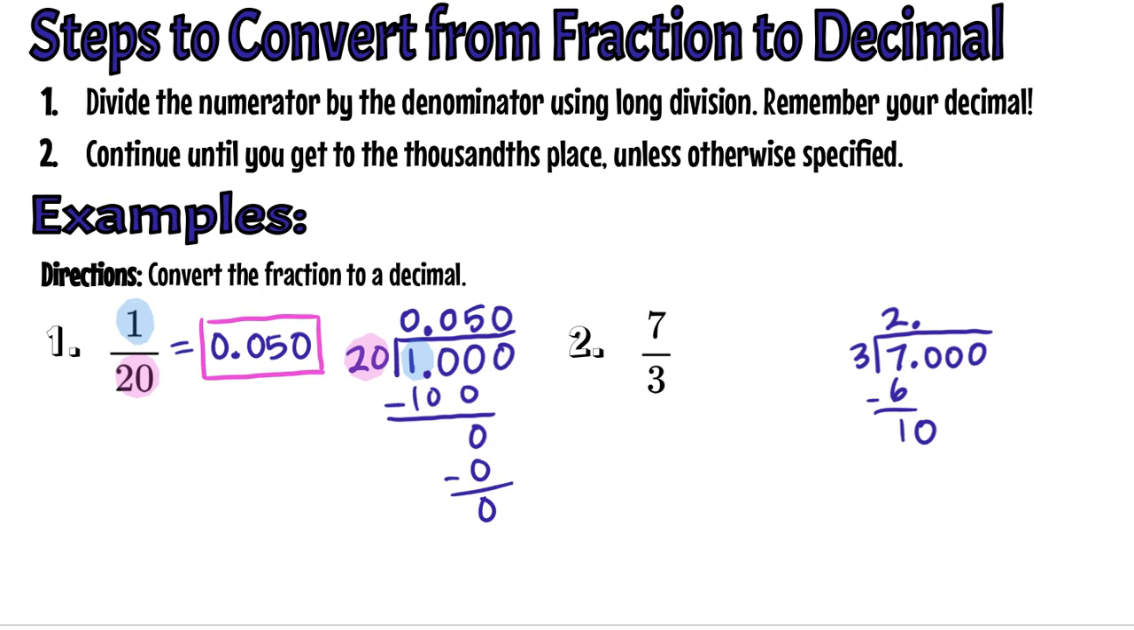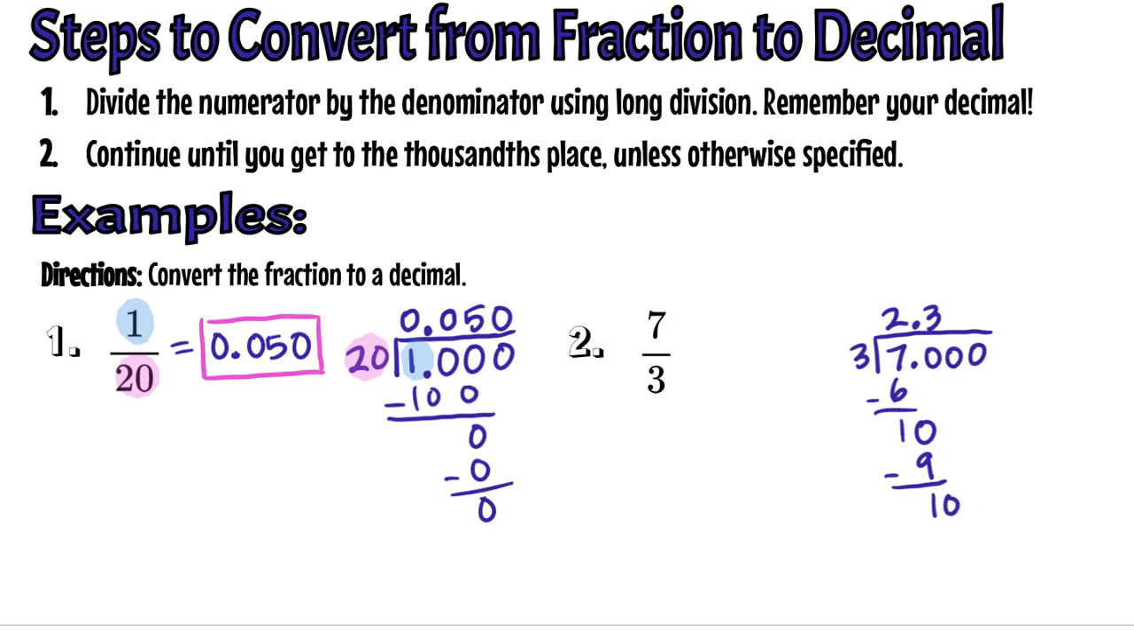3 goes into 10 how many times? 3 times 3 is 9. 3 times 4 is 12. So 3 times 3 is 9. It's going to be the highest number of times that 3 goes into 10. Then we subtract. 10 minus 9 is 1. And again, we bring down another 0.